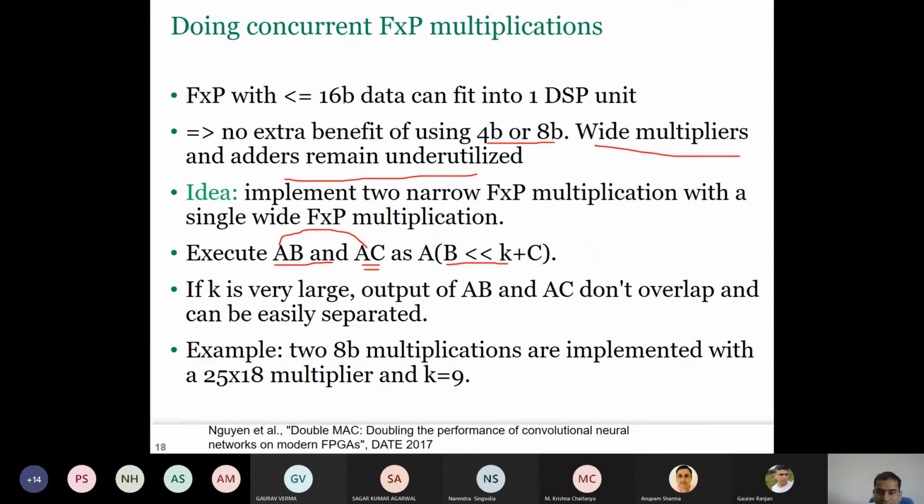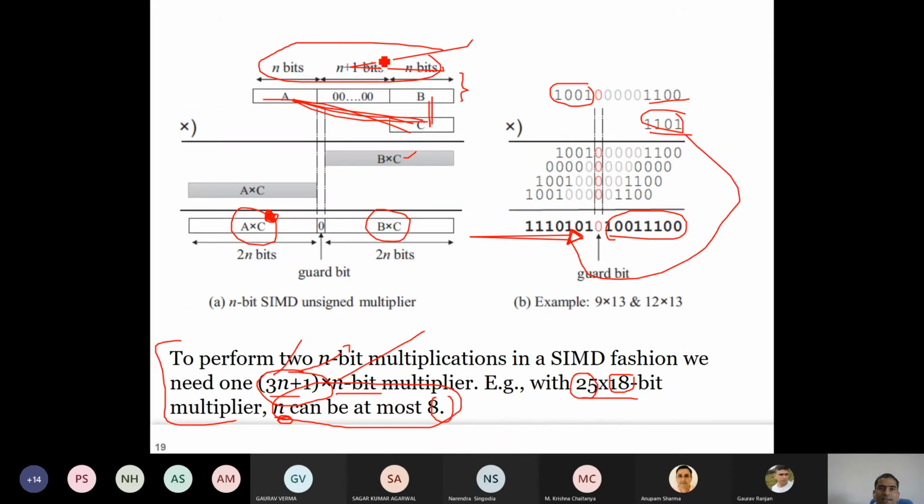So now let me come back to this. Here, two 8-bit multiplications are implemented with a 25 into 18-bit multiplier, k equals to 9. So you need to shift it by this many bits. Here n plus 1 is 9. Actually, you need to also take into account these n bits, but that is implicit. That's why they did not write it.